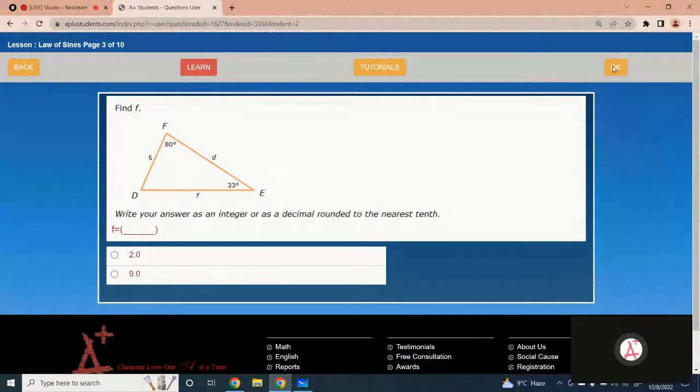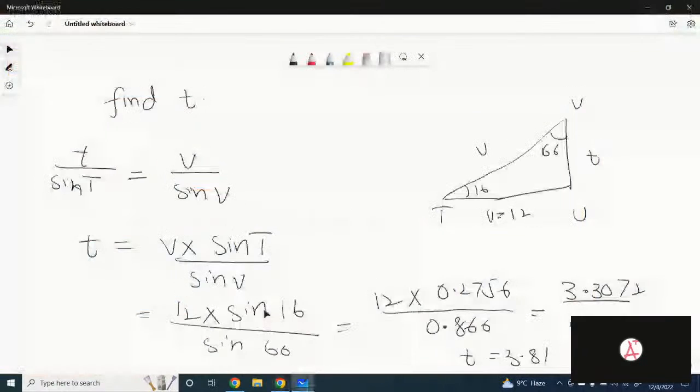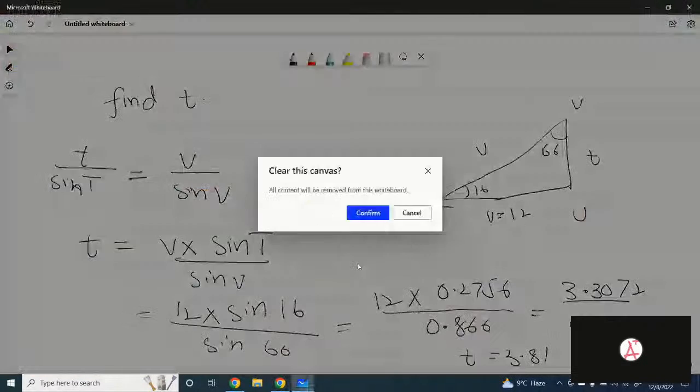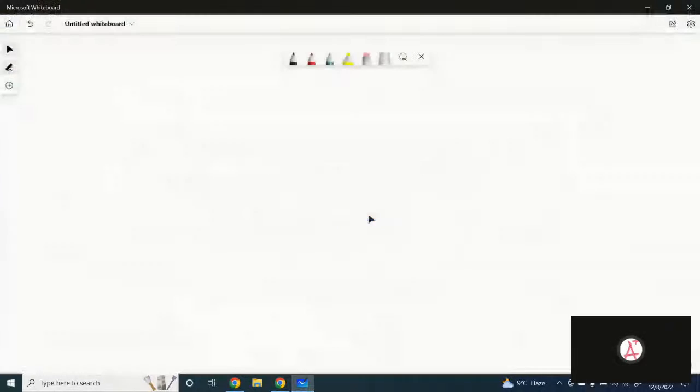Got it? Let's start with the next topic, that is the law of cosines. Let me write down the lesson name. Okay, law of cosines, or cos law. Got it?